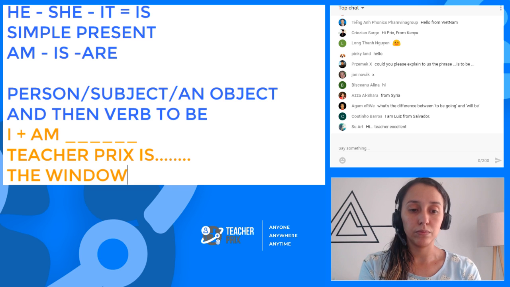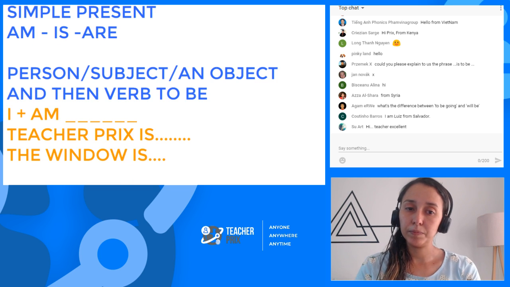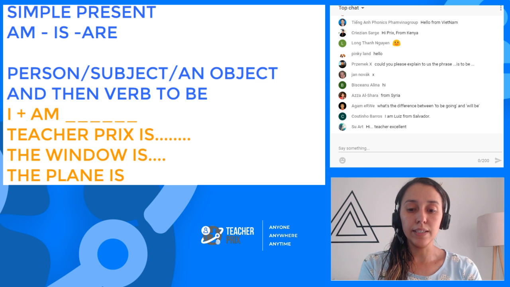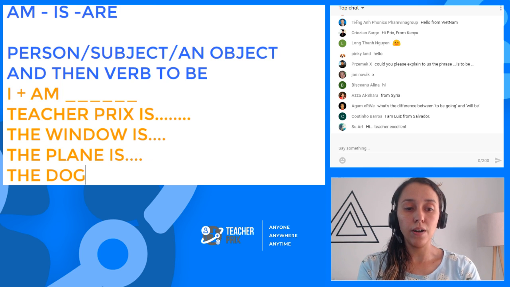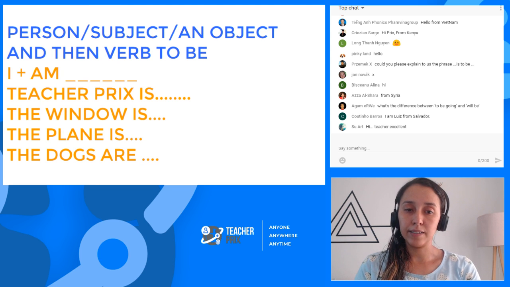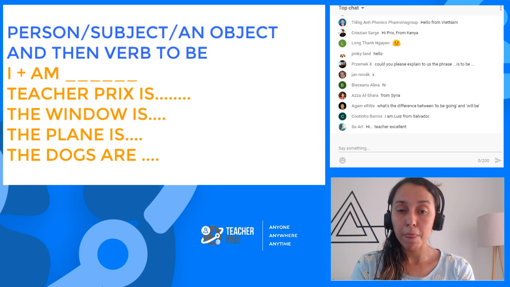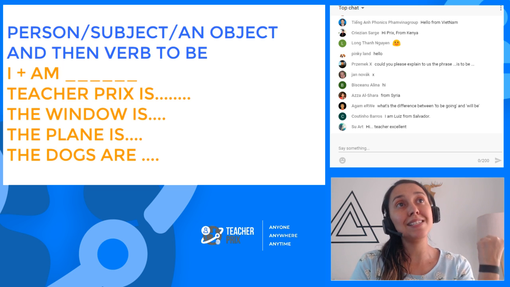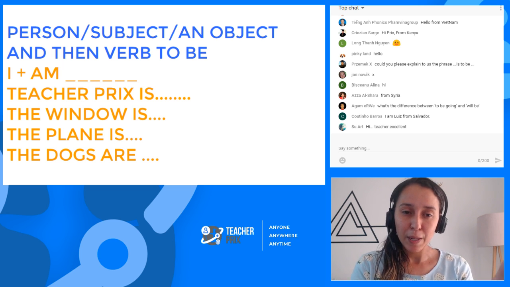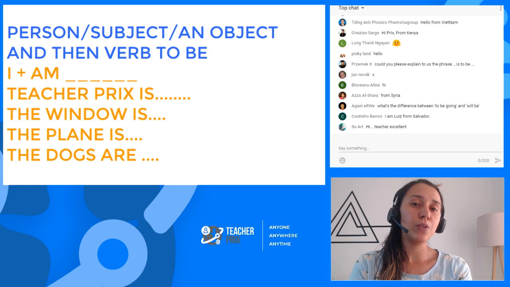The window is. I need an object. The student, no, the plane is. The dogs are. And usually, guys, in this kind of construction, I'm not going to use another verb. I will talk about the moment when it's possible to use another verb, but here, when we're usually describing people, when we are giving descriptions of a person, we don't usually use another verb.